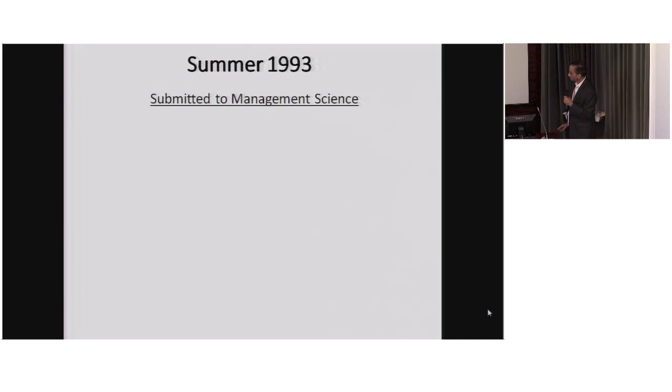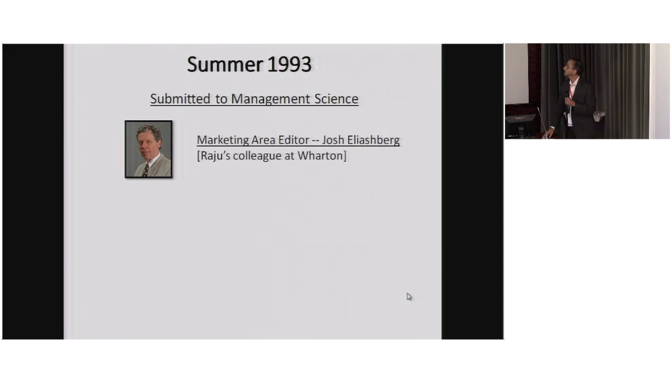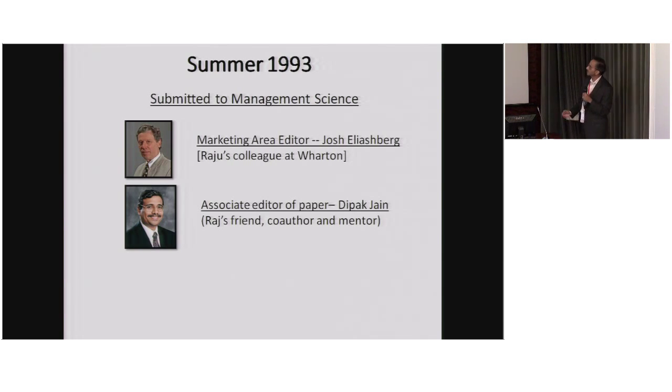So we submitted it to Management Science, because my paper got rejected in Marketing Science and his paper got rejected in JMR, so we couldn't send it to those two journals. The only other journal was Management Science. It turns out the area editor of Management Science and marketing was Raju's colleague at Wharton. He was at UCLA first, and then he went there. The area editor passes it on to the associate editor, who was my friend Deepak Jain. I said, boy, this is going to be really easy for us. This is a political game. Now we got two people who know us and like us.